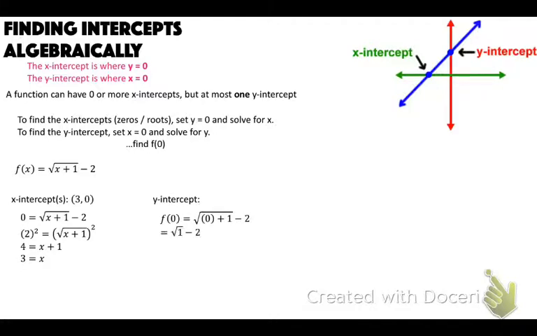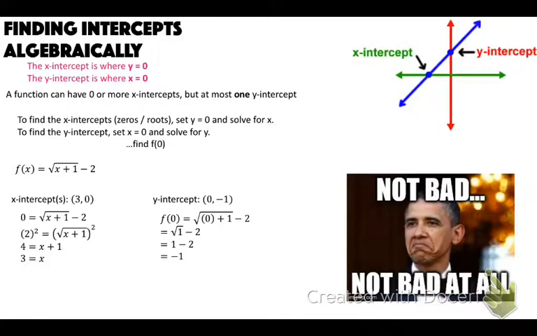Y-intercept, we're going to plug in 0, so you get the square root of 1 minus 2, which is 1 minus 2, which is negative 1. So that's 0, negative 1. Not bad at all. Cool.